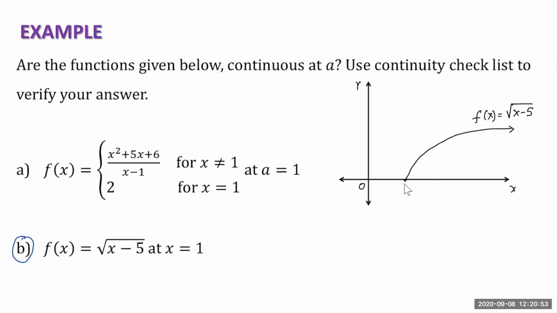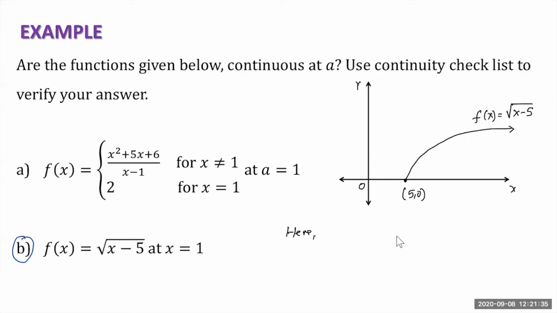So this point will be 5, 0. Now we want to check whether the function is continuous at x equal to 1. 1 is here. At x equal to 1, we don't have the function. So logically, we cannot say that the function is continuous at x equal to 1. But we are going to use our checklist and find out whether the function is continuous at x equal to 1.